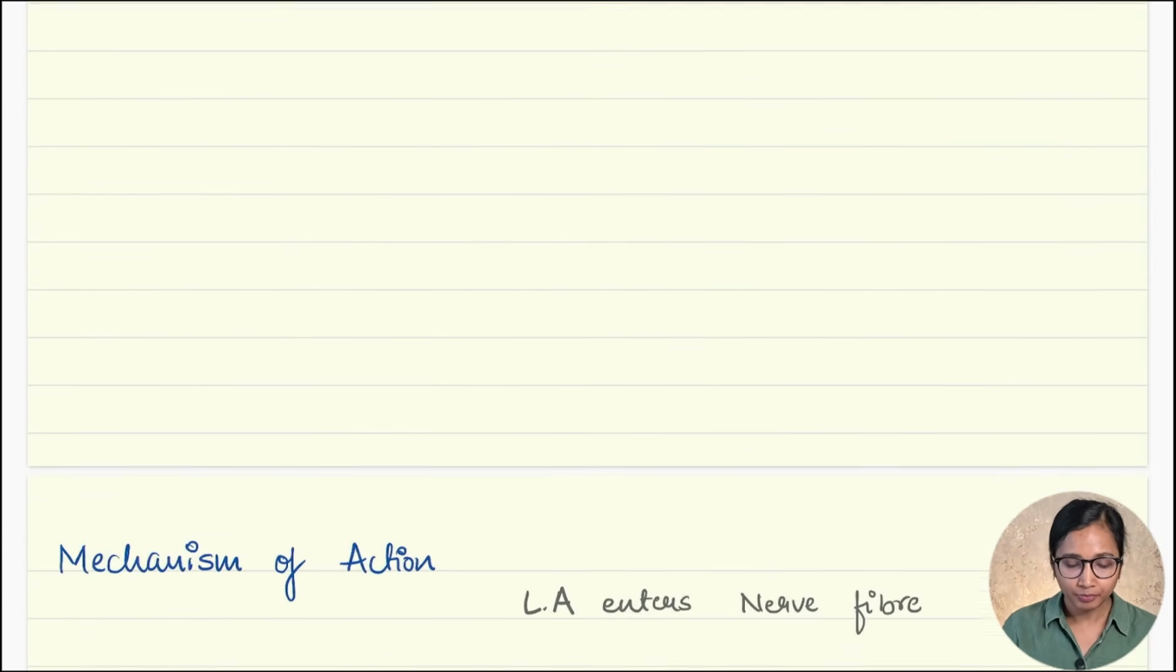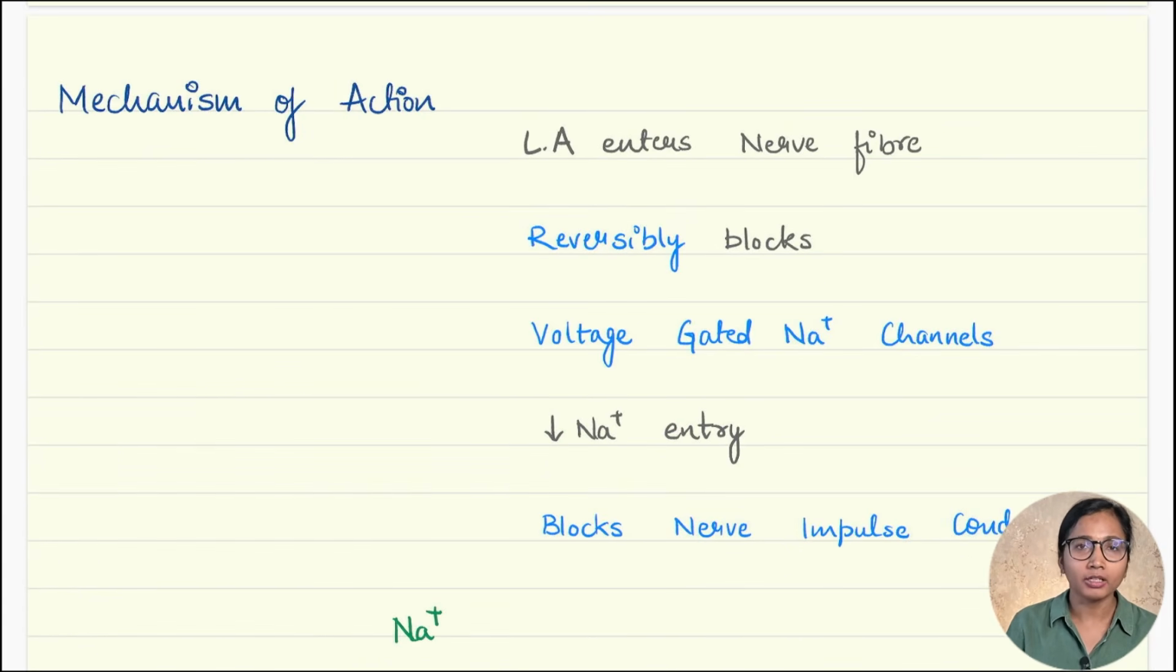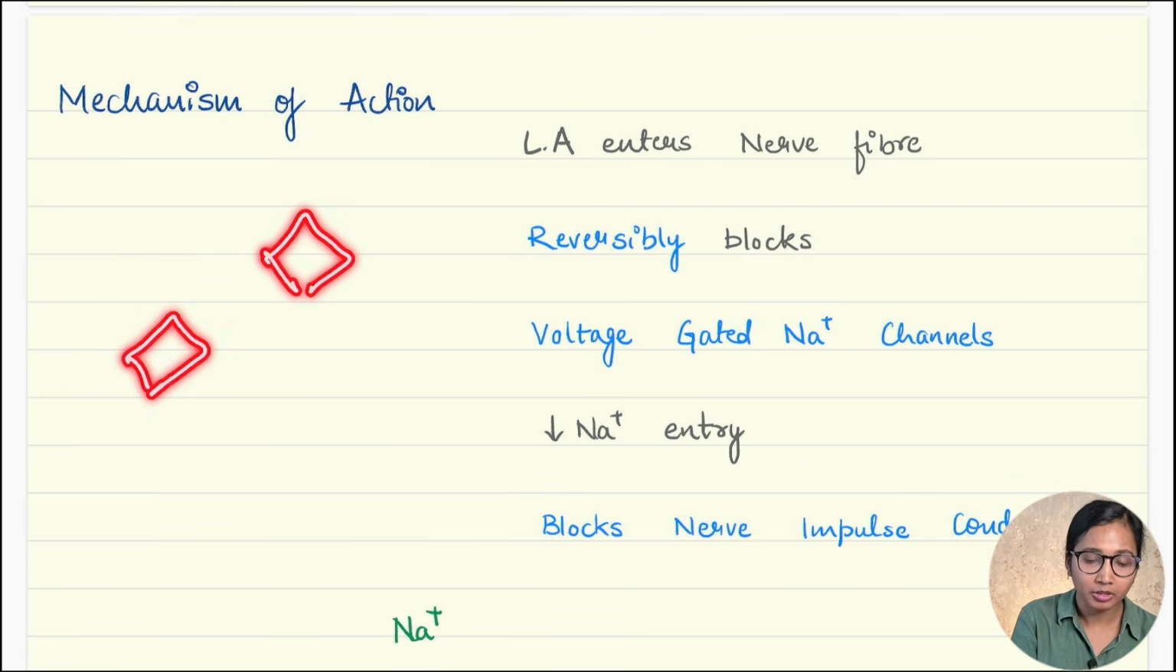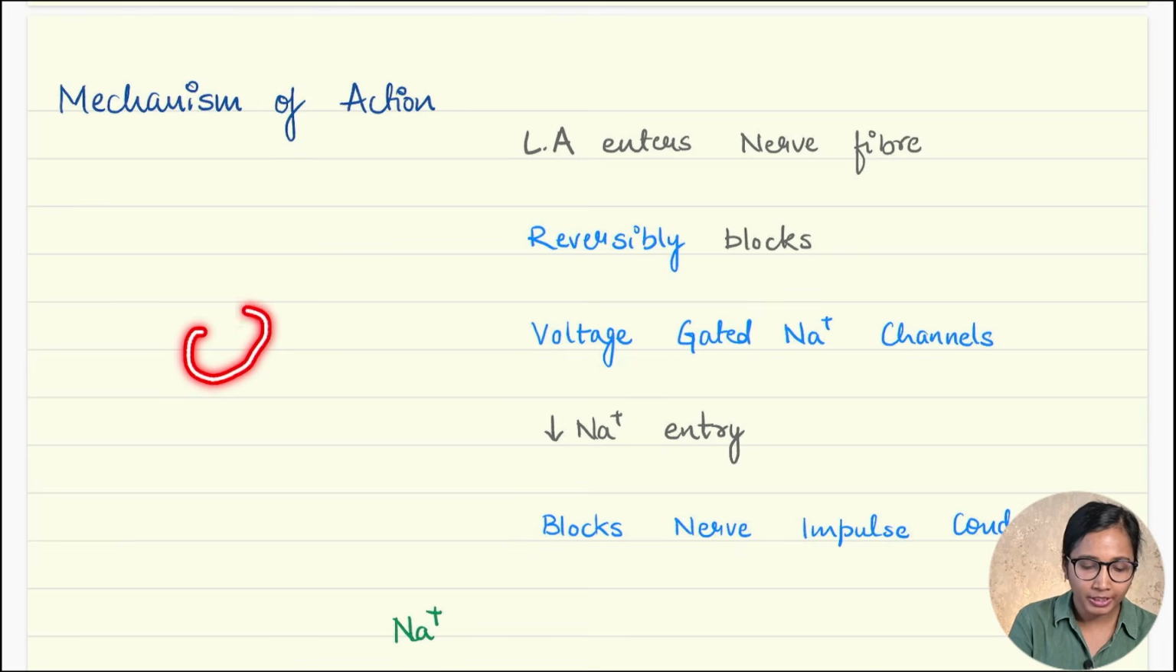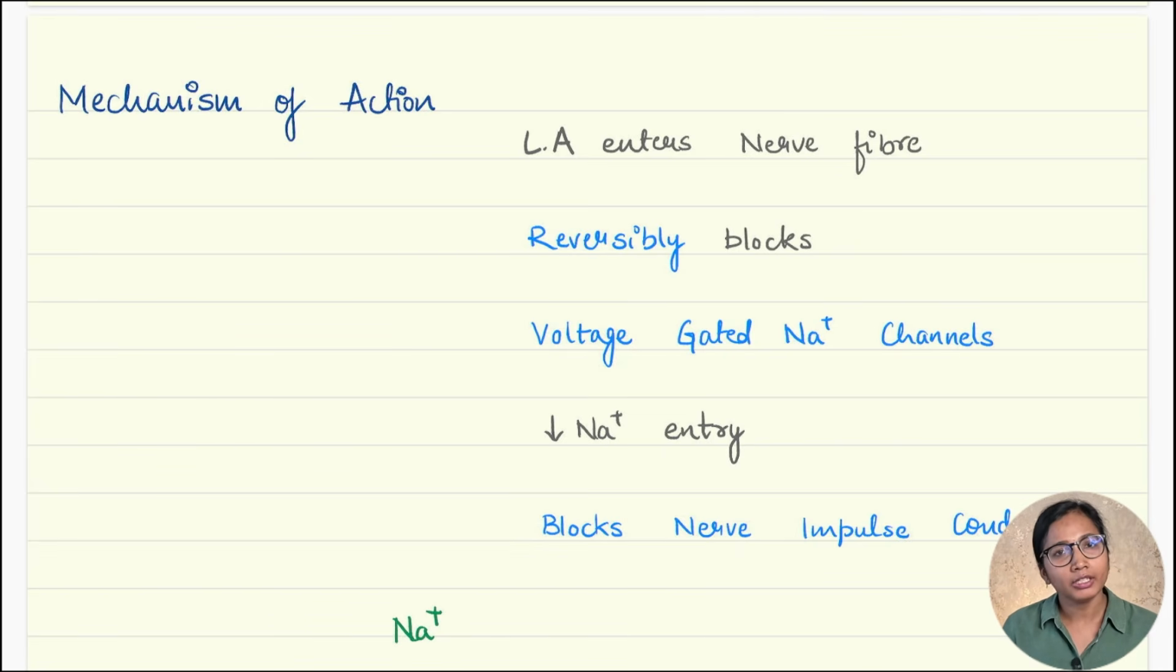Mechanism of action. Local anesthetic has two components. One is lipophilic, one is hydrophilic. Both are connected through a hydrocarbon chain. The type of linkage decides the type of local anesthetic, ester or amide. The lipophilic end of the local anesthetic gives the anesthetic properties of the drug.